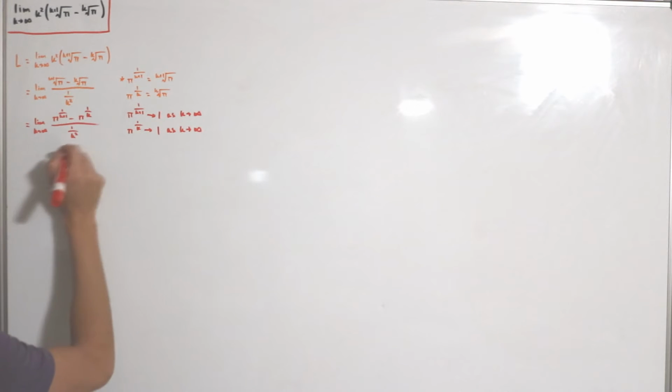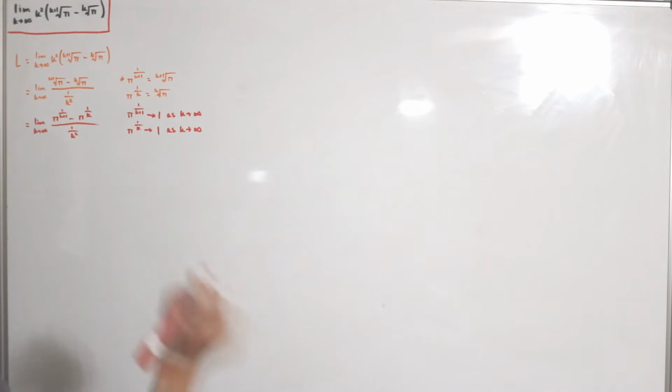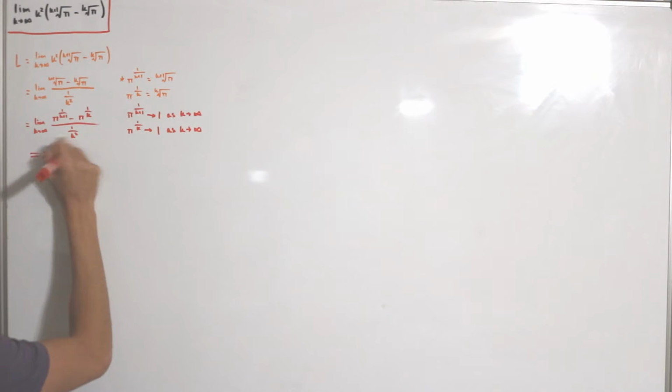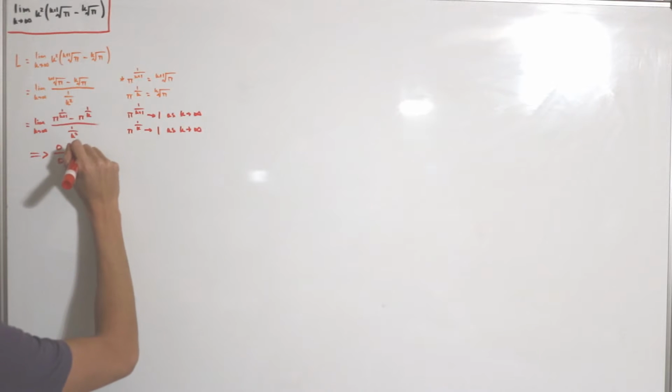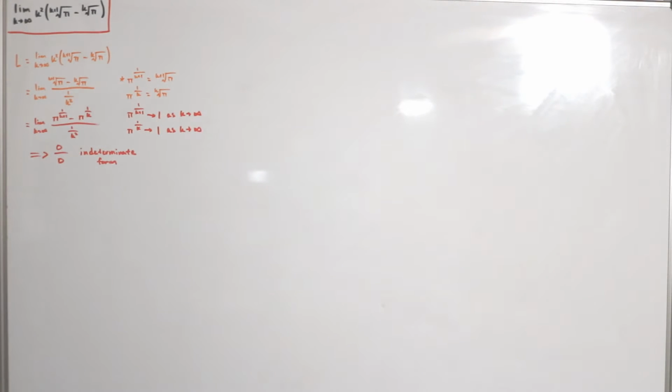And then over here is 1 divided by k squared. So 1 divided by infinity goes to 0. In case you notice, this is actually a 0 over 0 indeterminate form. So therefore, we want to use L'Hopital's rule to calculate this limit.